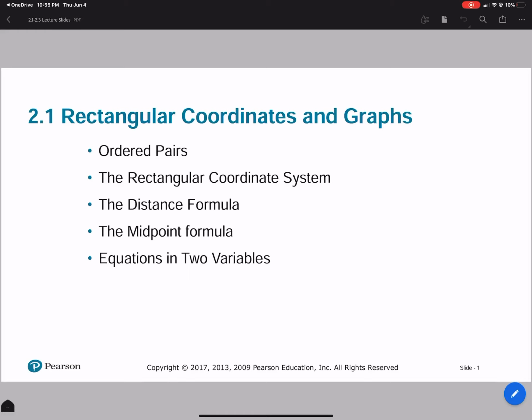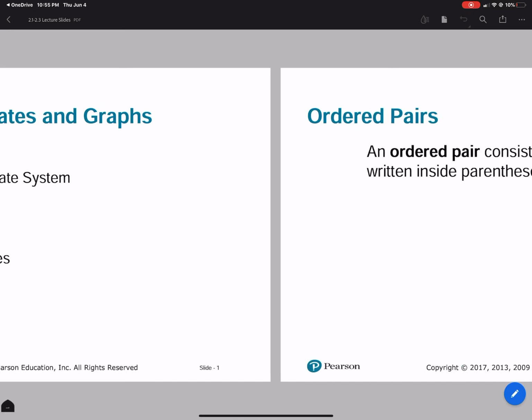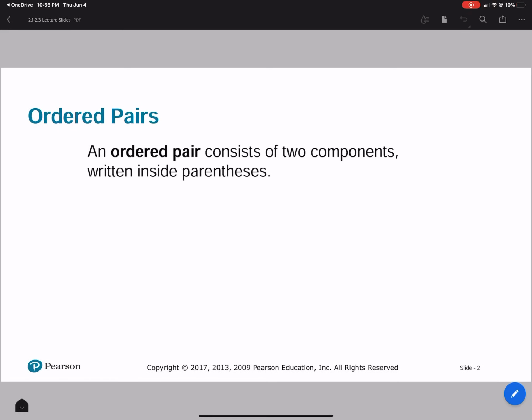Hello, class. Let's look at 2.1, rectangular coordinates and graphs. In this section, we're going to be looking at ordered pairs, the rectangular coordinate system, the distance formula, the midpoint formula, and equations in two variables. First thing we're looking at is ordered pairs.